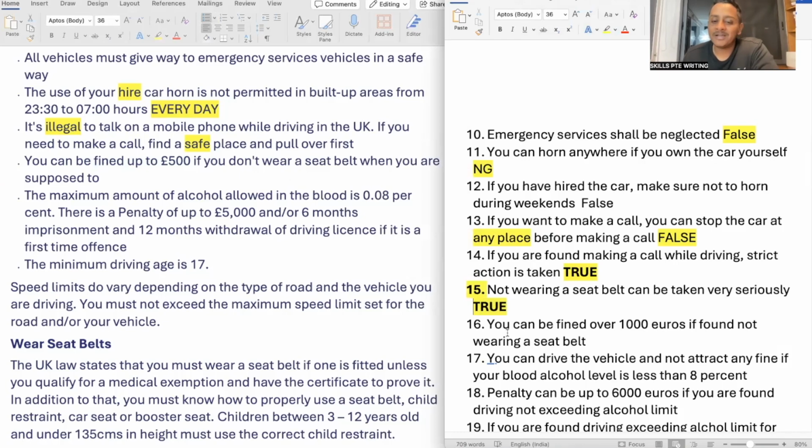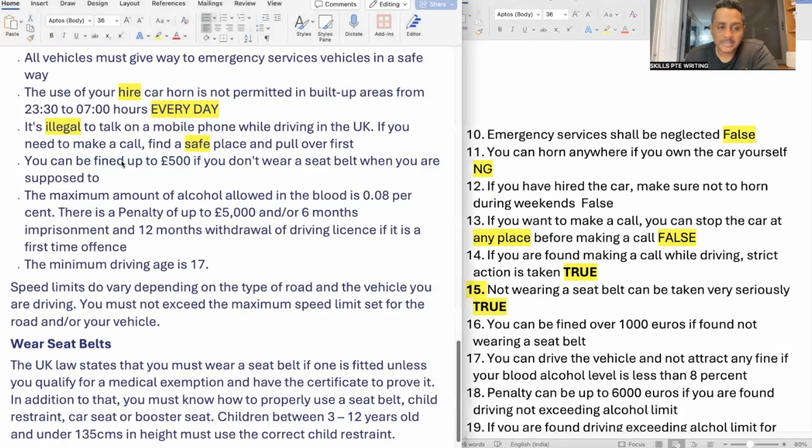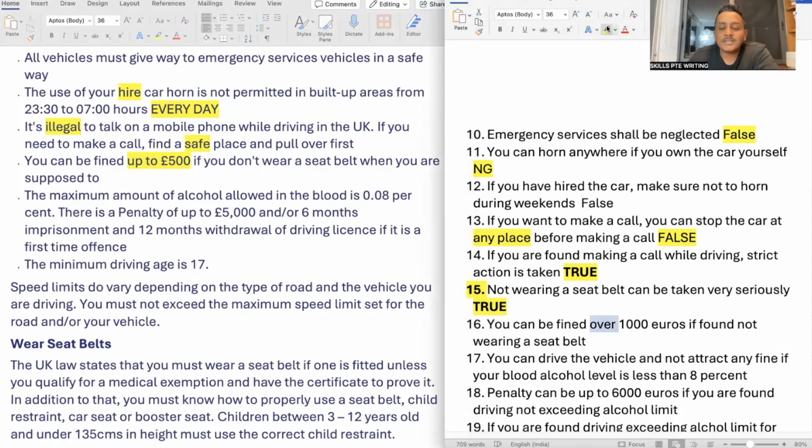It's a straightforward one. You can be fined over 1,000 euros if found not wearing a seatbelt. What is the answer? So over here it says up to. Very good, Sharon. Up to means that's the max one can be fined, not more than 500 for sure. Here it says over, which means beyond. Beyond 1,000 euros if found not wearing a seatbelt. This is exactly contradicting. This is going to be false. Hope it is clear.